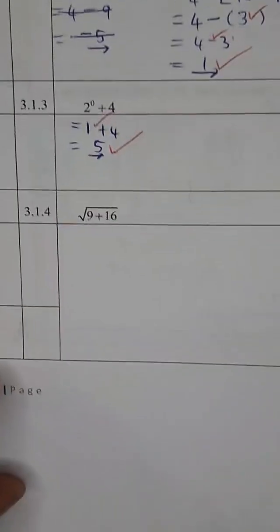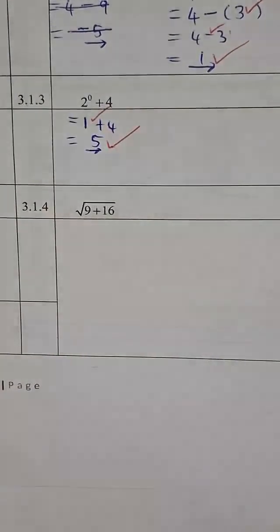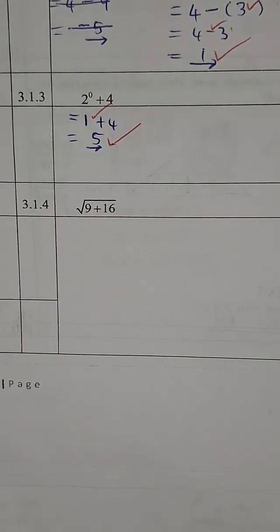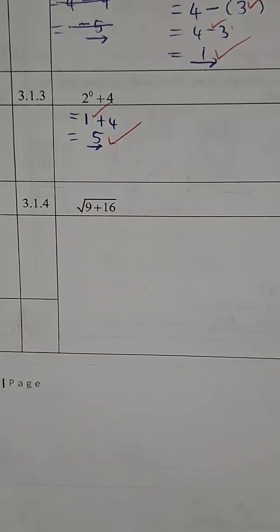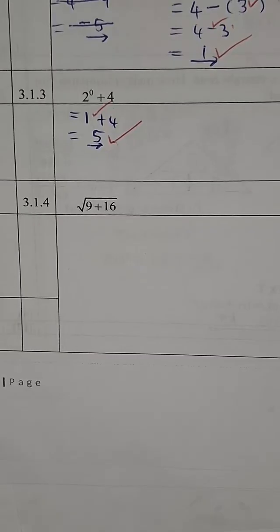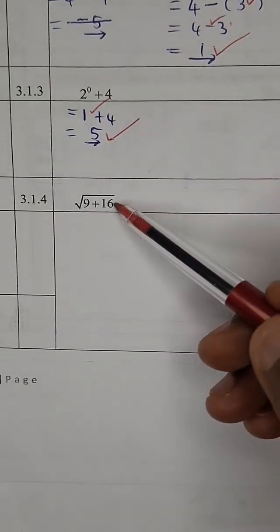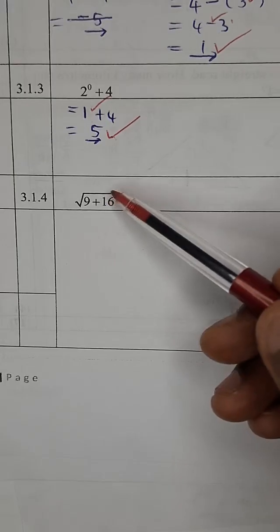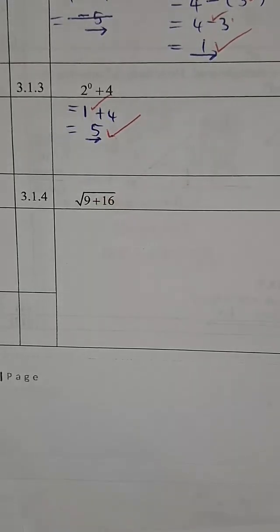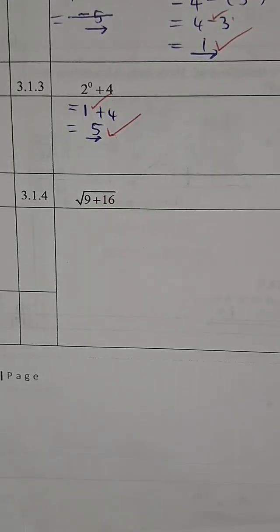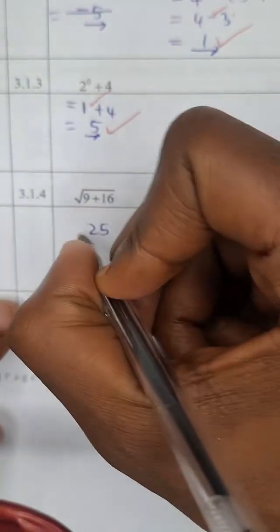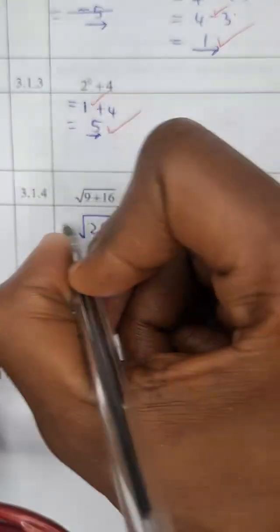Marks. Moving right along. Square root of 9 plus 16. All right. We don't just write the answer, guys. We must show the steps. Now, inside the square root, what do you see? An addition of the same terms, like terms. So what is 9 plus 16? Inside the bracket, you get 25, the square root of 25.